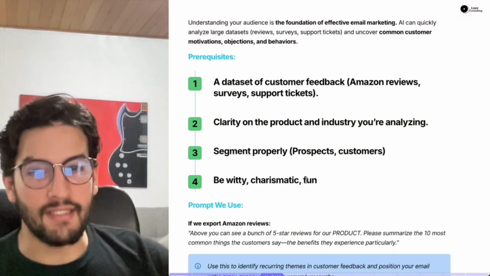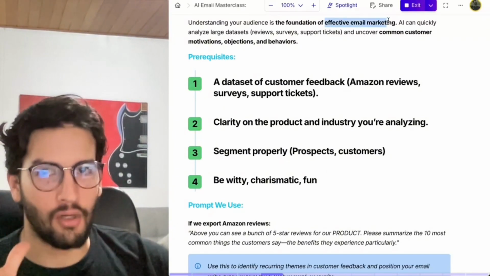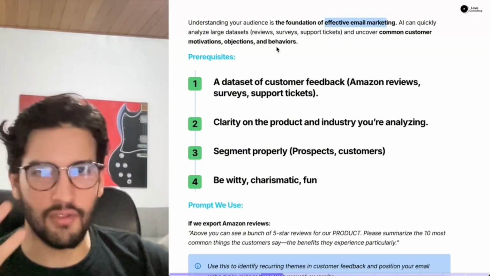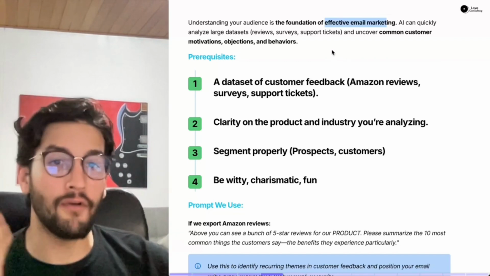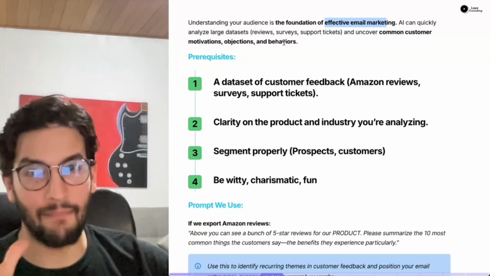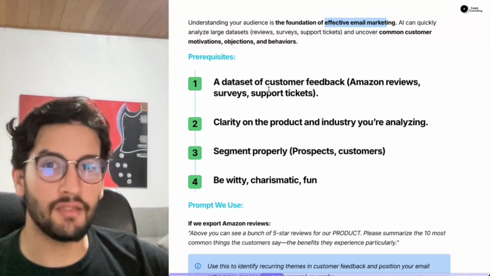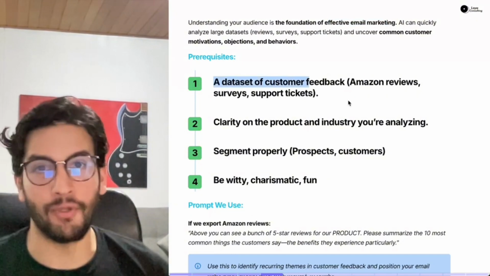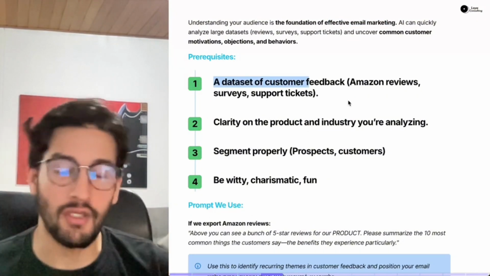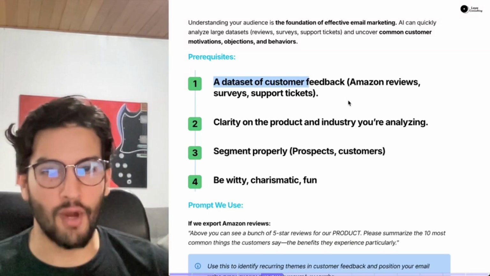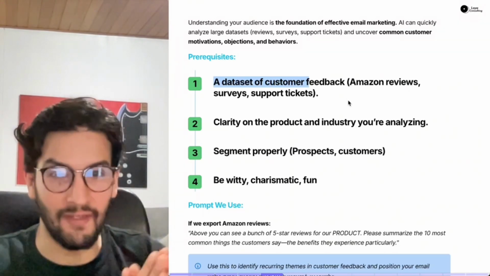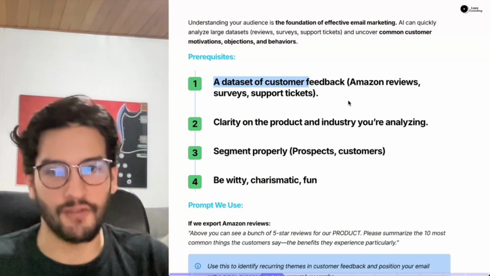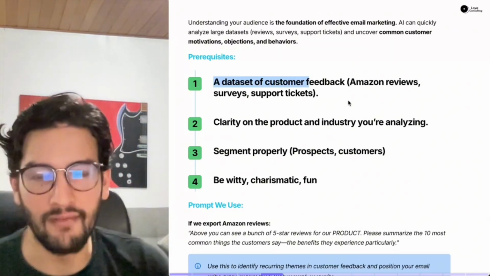Understanding your audience is the foundation of effective email marketing, as you may or may not know. AI can quickly analyze large data sets, reviews, surveys, and support tickets, and uncover common customer motivations, objections, and behaviors. So for this to work, you need the following: a data set of customer feedback. For example, you can mine Amazon reviews, surveys, support tickets, etc. You need clarity on the product and the industry you're analyzing, or your industry. You need to segment properly, so prospects versus customers, and then essentially be witty, charismatic, and fun.